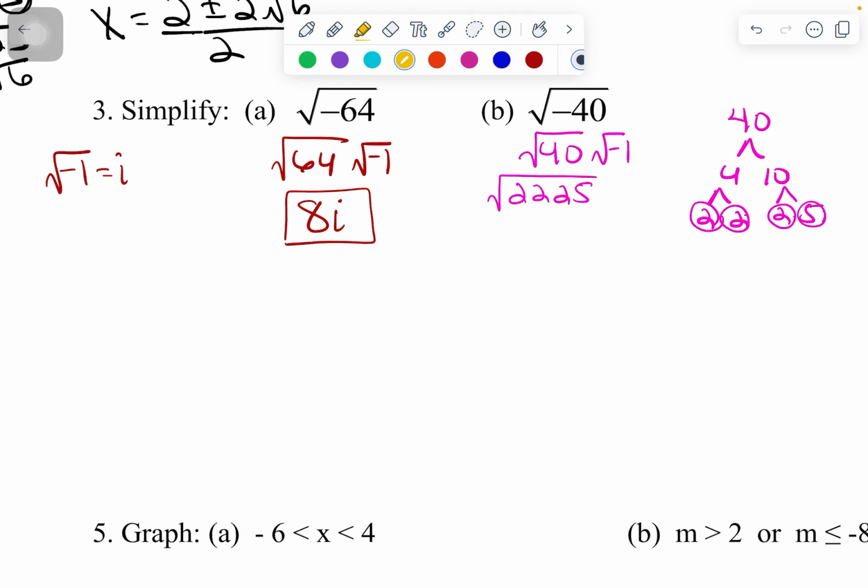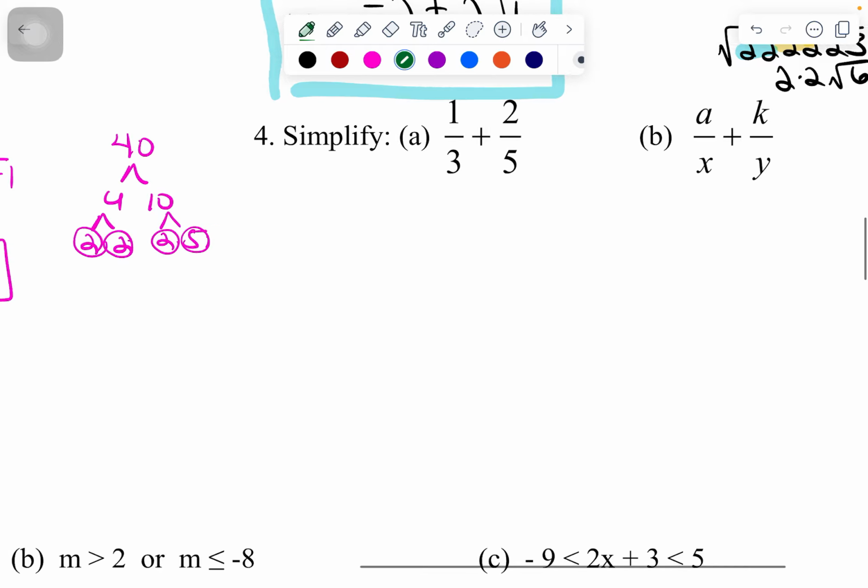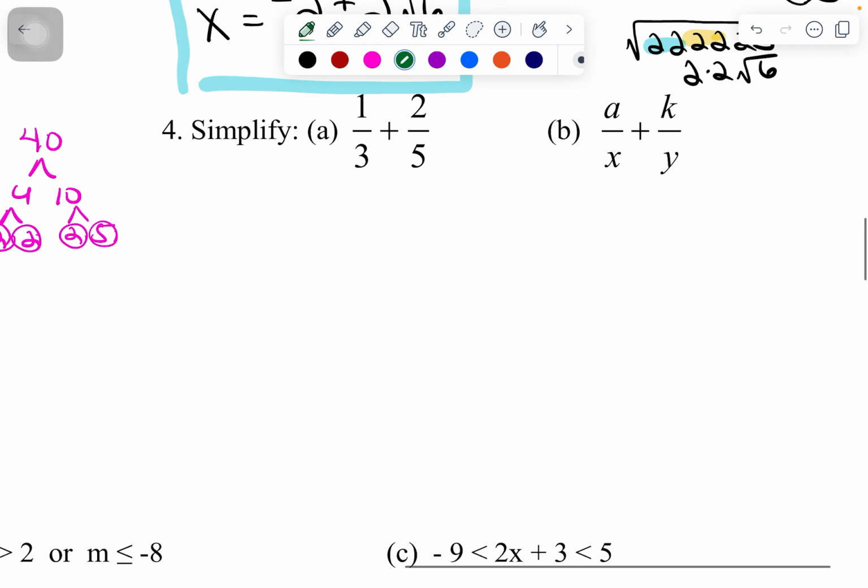So we've got a pair of 2's. So it's going to be 2 root, and then be careful because this 2 and the 5 didn't pair up. It's going to be 2 root 10. And then the square root of -1 is i. And so that would be your final answer for part B there. It's simplifying with those imaginary numbers.